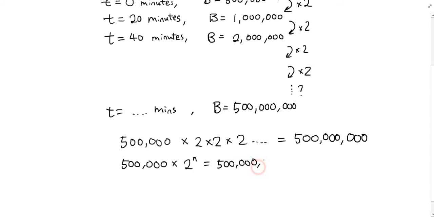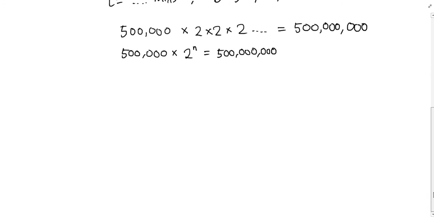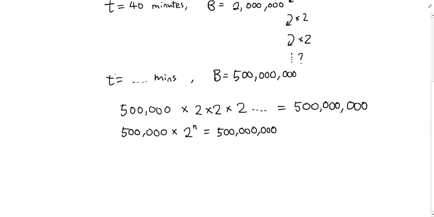So we have used an equation now to represent our situation, an exponential equation, where the unknown variable is in the index. So 500,000 times 2 to the power of however many times will give us 500 million. And now we just have to solve for n, because once we find n, we can find t as we've expressed previously.